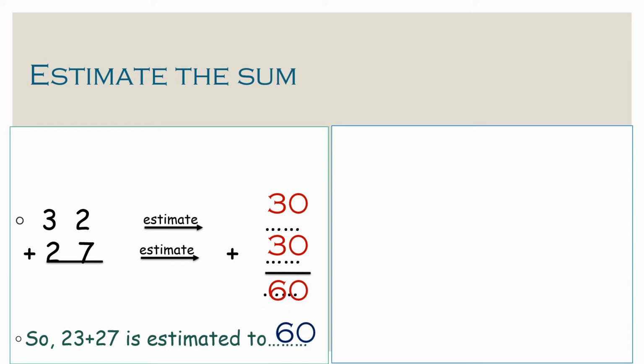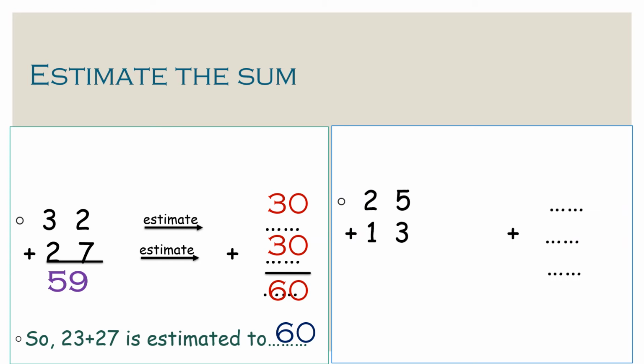Let's see. The estimation of this plus this is an estimated value. It's not exact. It's going to be 60. If I give you 32 pounds and I give you 27 pounds, it's going to be 60 pounds almost. So let's add and see. 2 and 7 is 9. 3 and 2 is 5. So it's going to be 59. Isn't 59 close to 60? Yes, it's so close to 60. So I got a value which is very near to the real result.